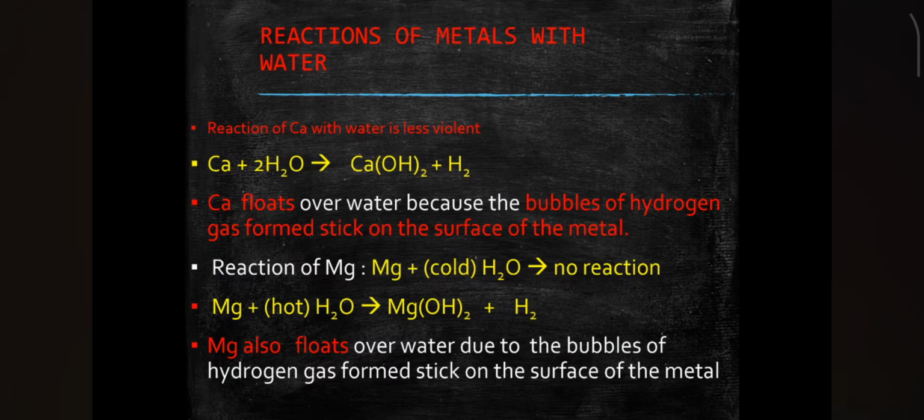Next example is of magnesium. Magnesium does not react with cold water. It reacts with hot water and forms magnesium hydroxide and hydrogen gas. It also floats over water due to the bubbles of hydrogen gas sticking to its surface.